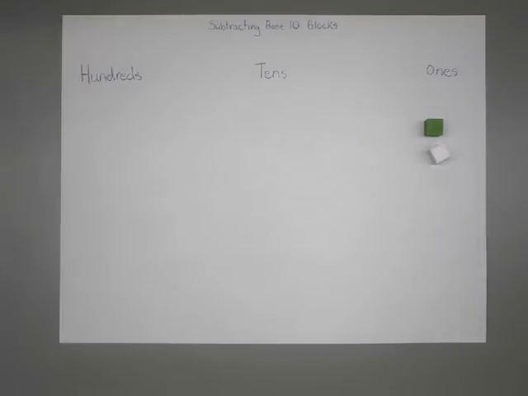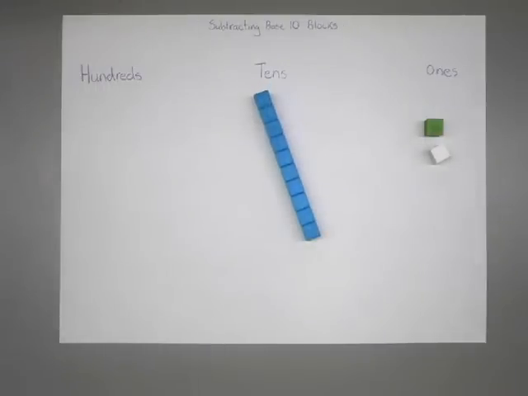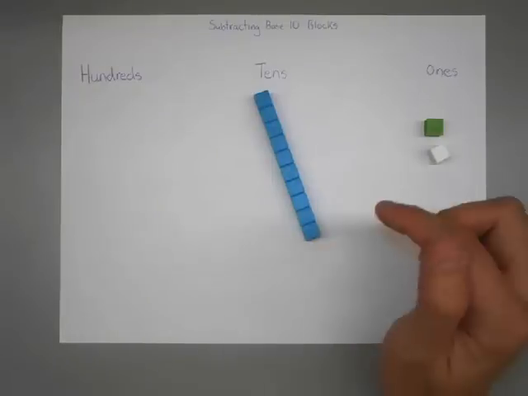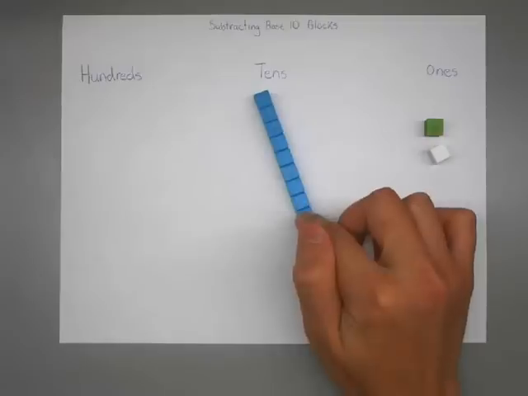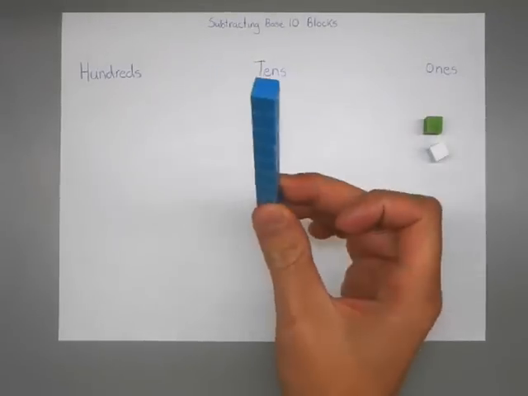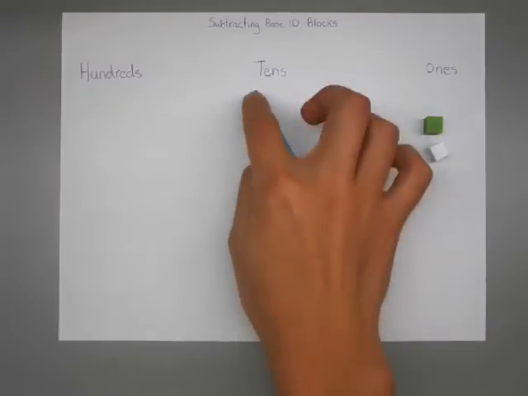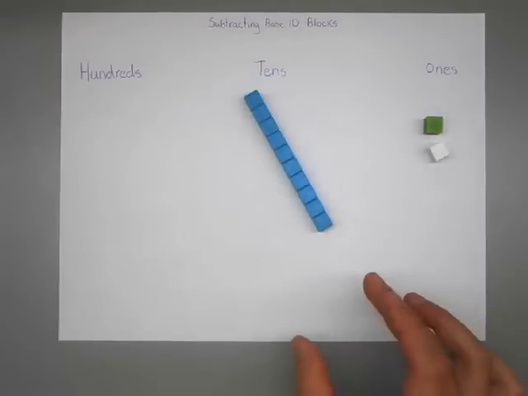Now with base 10 blocks, everything is in multiples of 10, which makes it great. Once you reach 10, you get a straight line rod that looks like that. As you can tell, there are 10 cubes connected to make one rod. Remember, each cube represents one. This is a whole entire 10 cubes.